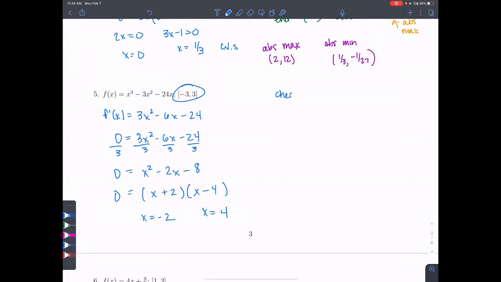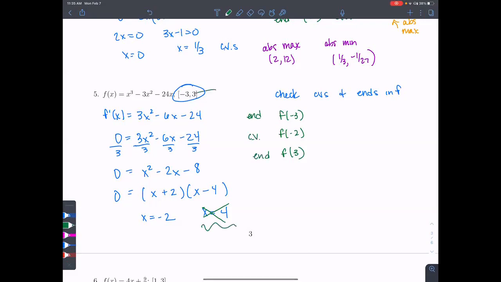So check CVs and endpoints in f. So we're going to have f of negative 3, f of negative 2. 4 is not in there, so we don't need to worry about that one. f of 3 are the other endpoints. So these are endpoints, and this is the critical value. Again, we don't need to do this one because it's not in this interval.